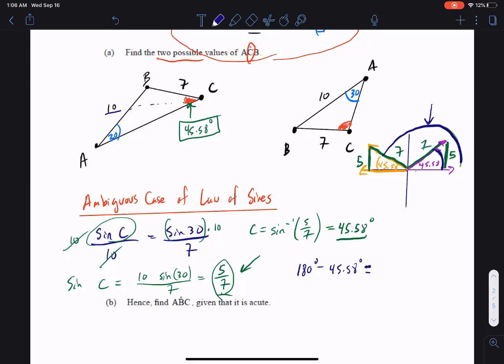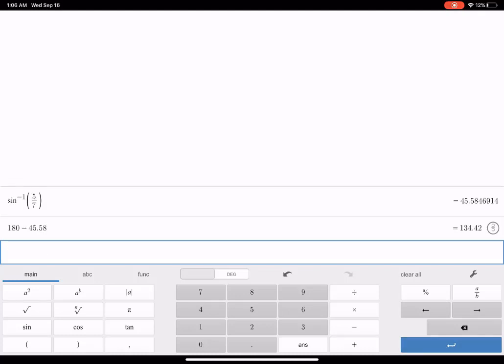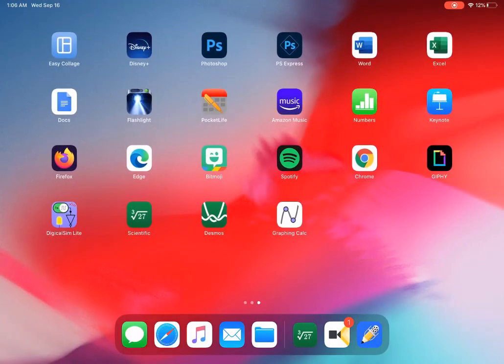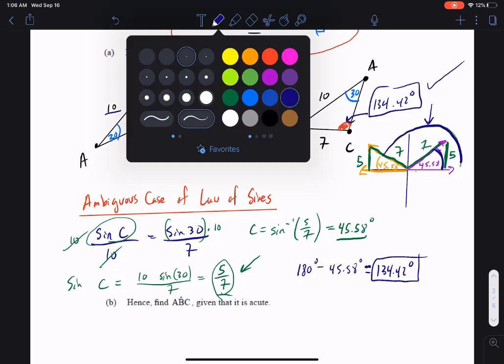If I subtract this in the calculator, it's going to be 134.42. So 134.42 degrees will be this one here. Those are the two possibilities for the angle C. So what did you get out of that little discussion? You should get this out of it.